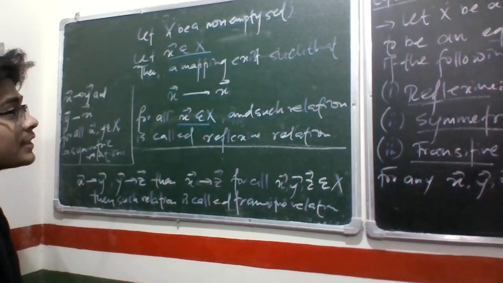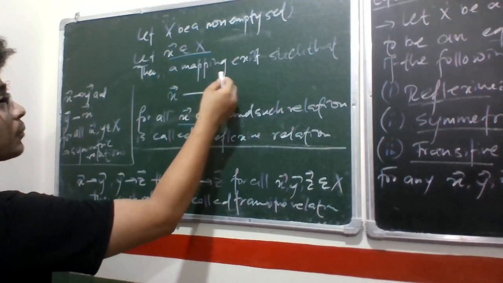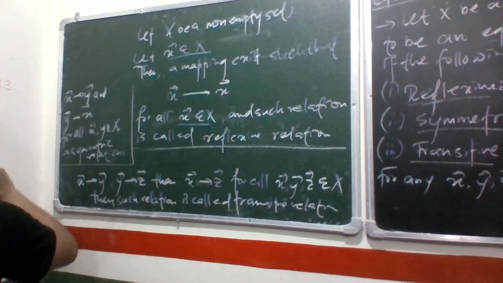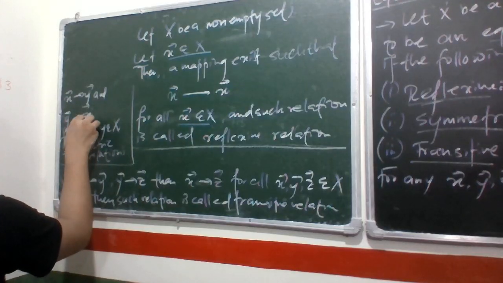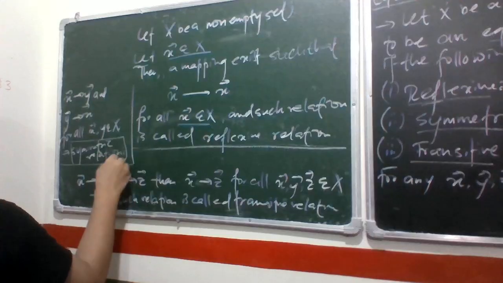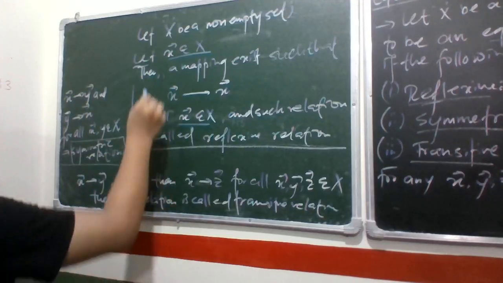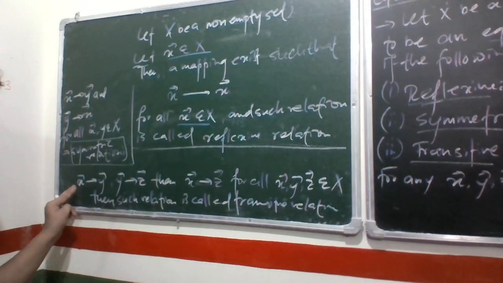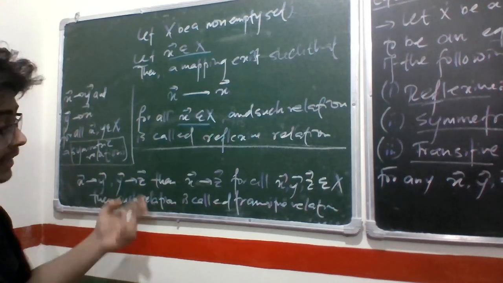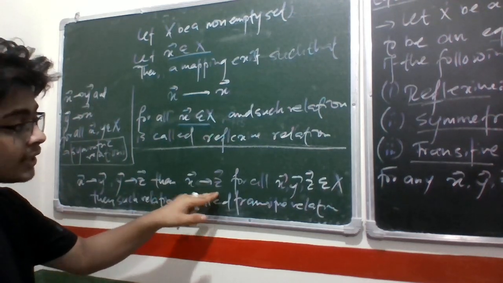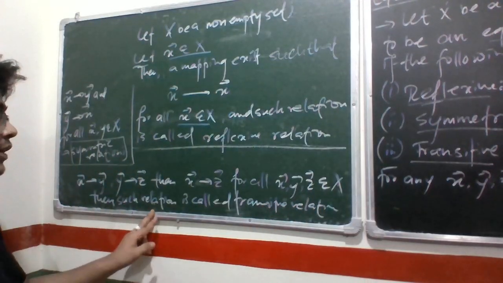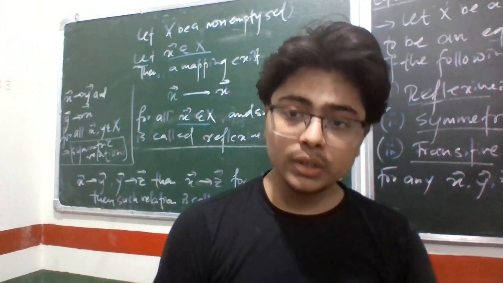Similarly, if there exists a mapping such that x maps to y and y maps to x for all x and y in X, then this is called a symmetric relation. Similarly, if there exists a mapping such that x maps to y, y maps to z, and then x maps to z for all x, y, z in X, then such a relation is called a transitive relation. So what does that mean?